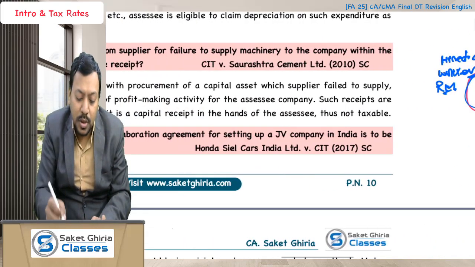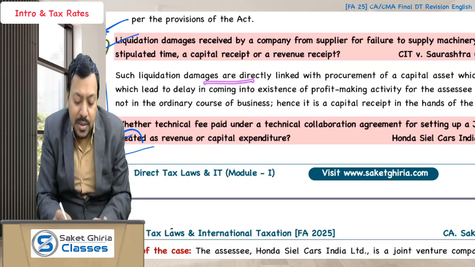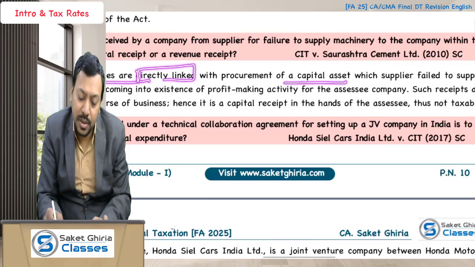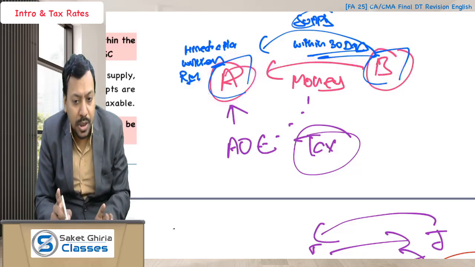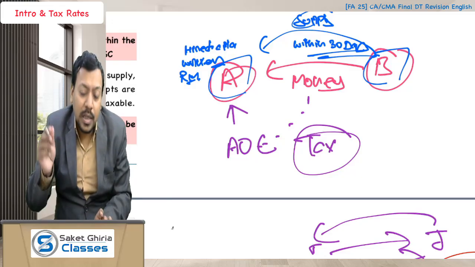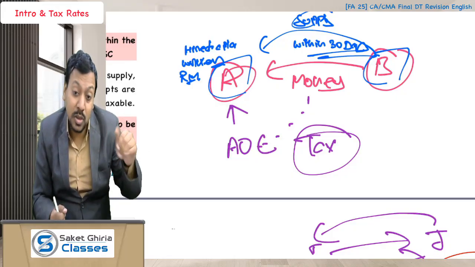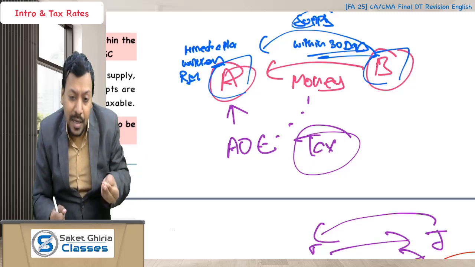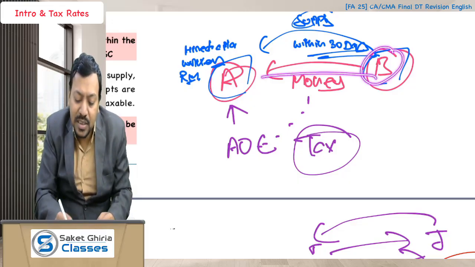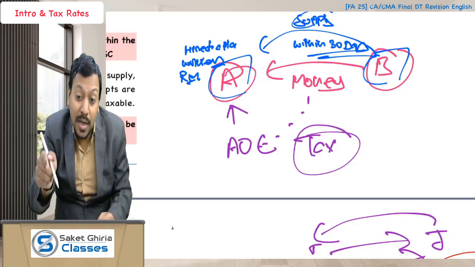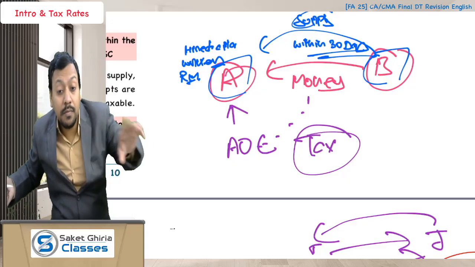The matter escalated and finally reached the Supreme Court of India. And what Supreme Court has said? Okay. Now, read very carefully. Such liquidation damages are directly linked with the procurement of a capital asset. Mr. A wanted to procure some capital asset. Mr. B has not supplied that capital asset to Mr. A within the stipulated time, due to which Mr. A has suffered some losses. If, let's say, Mr. B has supplied the plant and machinery to Mr. A, Mr. A would have used that plant and machinery in his business, earned income, and on that money Mr. A was paying taxes to the government. Here, why Mr. B has given money to Mr. A? Because Mr. A has suffered some damages due to the non-supply of machine from Mr. B to Mr. A within the stipulated time.